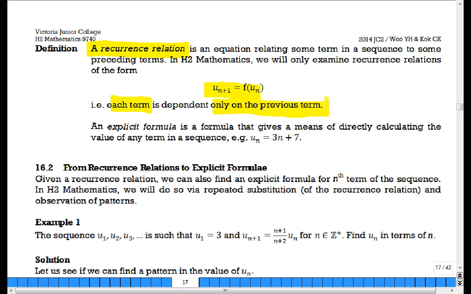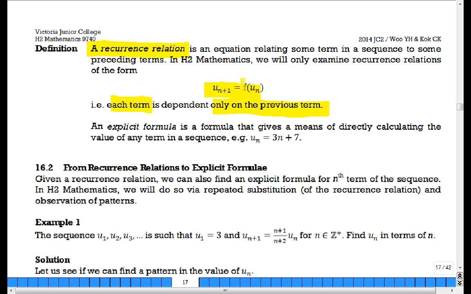Because there are a lot of recurrence relations. It can depend on 2 terms before. It can depend on 3 terms before. Or it can depend on a combination of the previous term and the previous 3 terms. But for the purpose of this syllabus, we are only interested in this kind of form, where it is only dependent on the previous term.